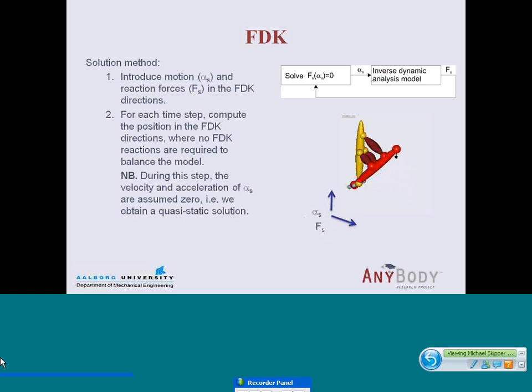The way we can solve this is that for any given alpha S, we set up an inverse dynamic analysis model, and then we compute the muscle forces and reaction forces, including these artificial reaction forces. Then we wrap it into a loop that has to find out exactly at what position these reaction forces are 0. And throughout this step, we assume that the velocities and accelerations of these force-dependent directions are exactly 0, which is where we get to this quasi-static solution.